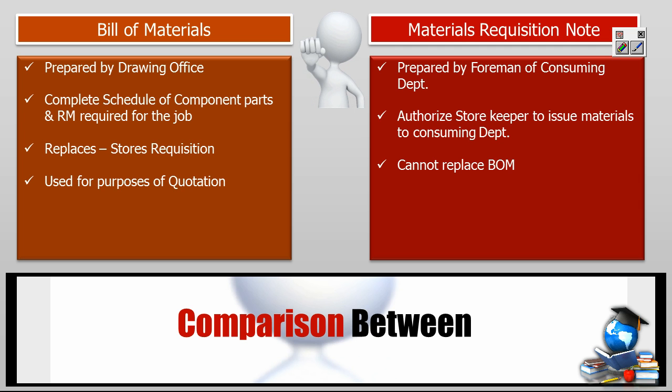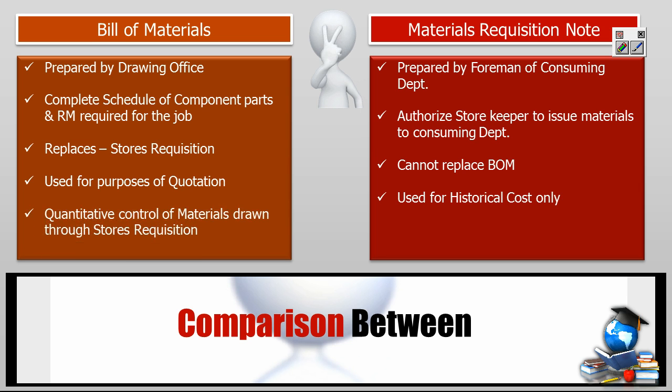Bill of materials is used for the purpose of quotation. I told you very clearly, in the beginning of this chapter, that for quotation and tender, remember 3 suppliers, for all of that the bill of material is important. The material requisition note can only be used for historical cost purposes. Lastly, the bill of material is a quantitative control of materials drawn through the store's requisition. It can be used as a control of materials.